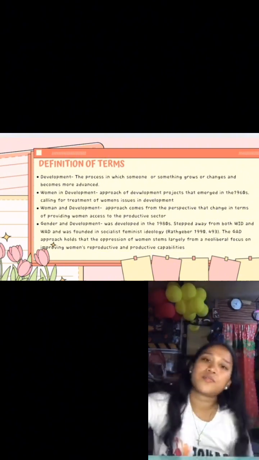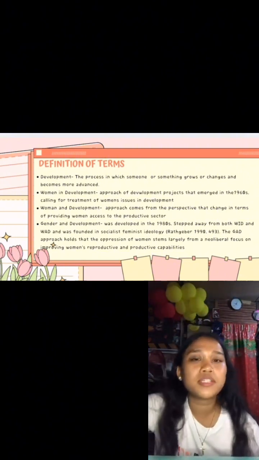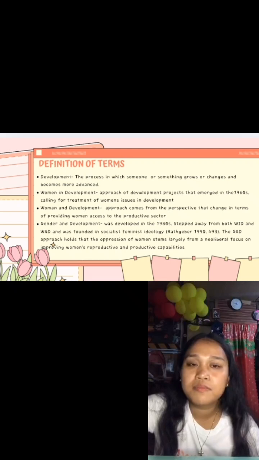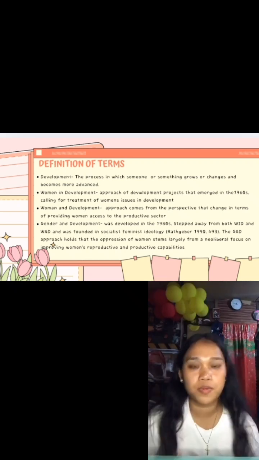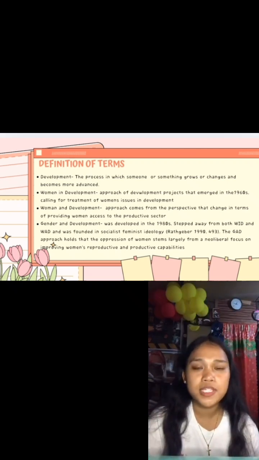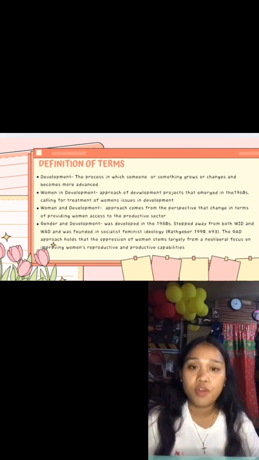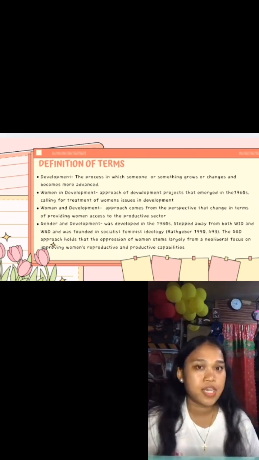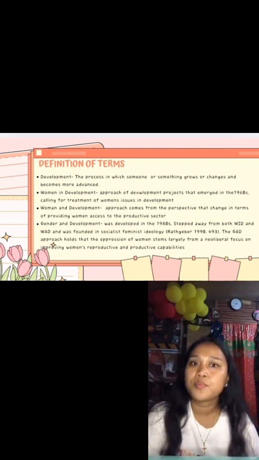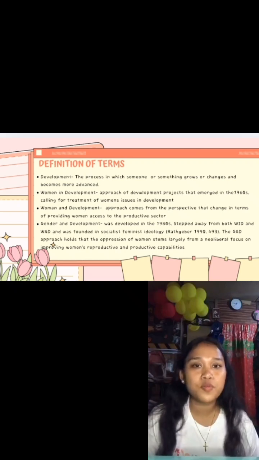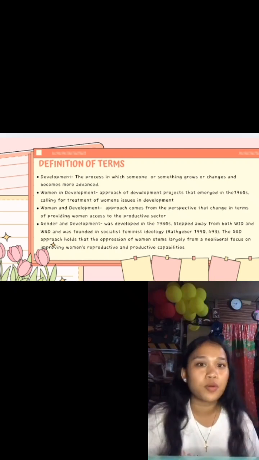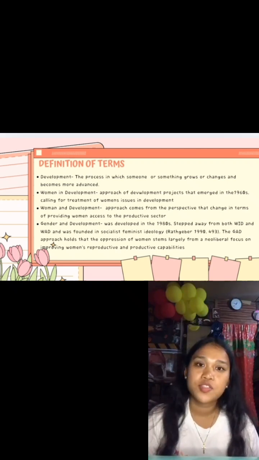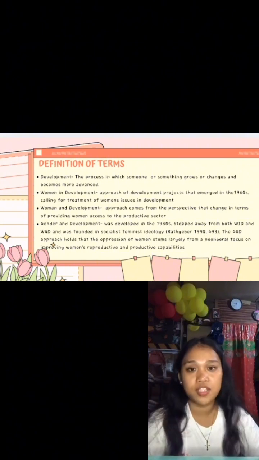So yes, to ground our discussion, we really need to clarify what we mean by development and the frameworks we will use. So development, as I mentioned earlier, refers to the growth and advancement of society, and WID, WAD, and GAD provide different lenses through which to view women's roles in this process. So now let's take a closer look at each of these terms.